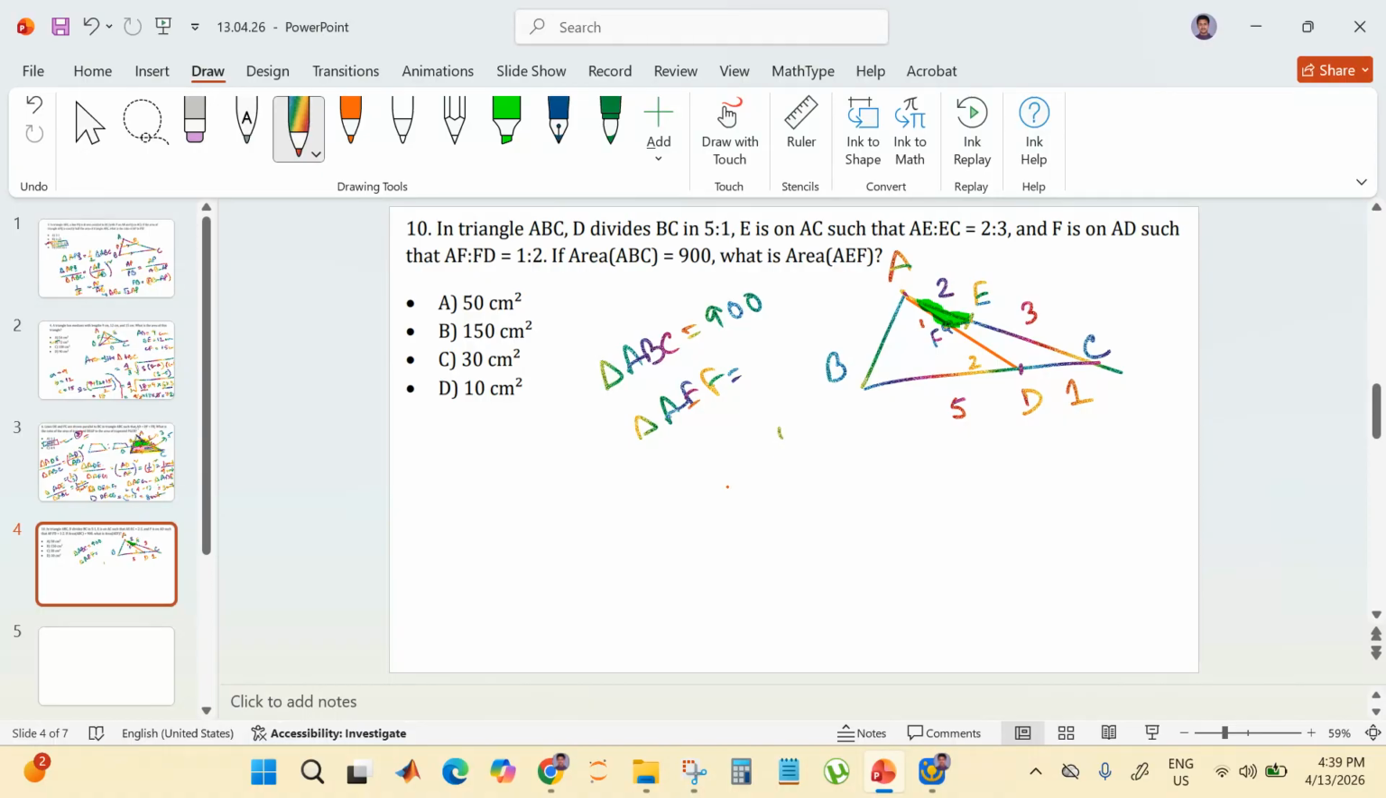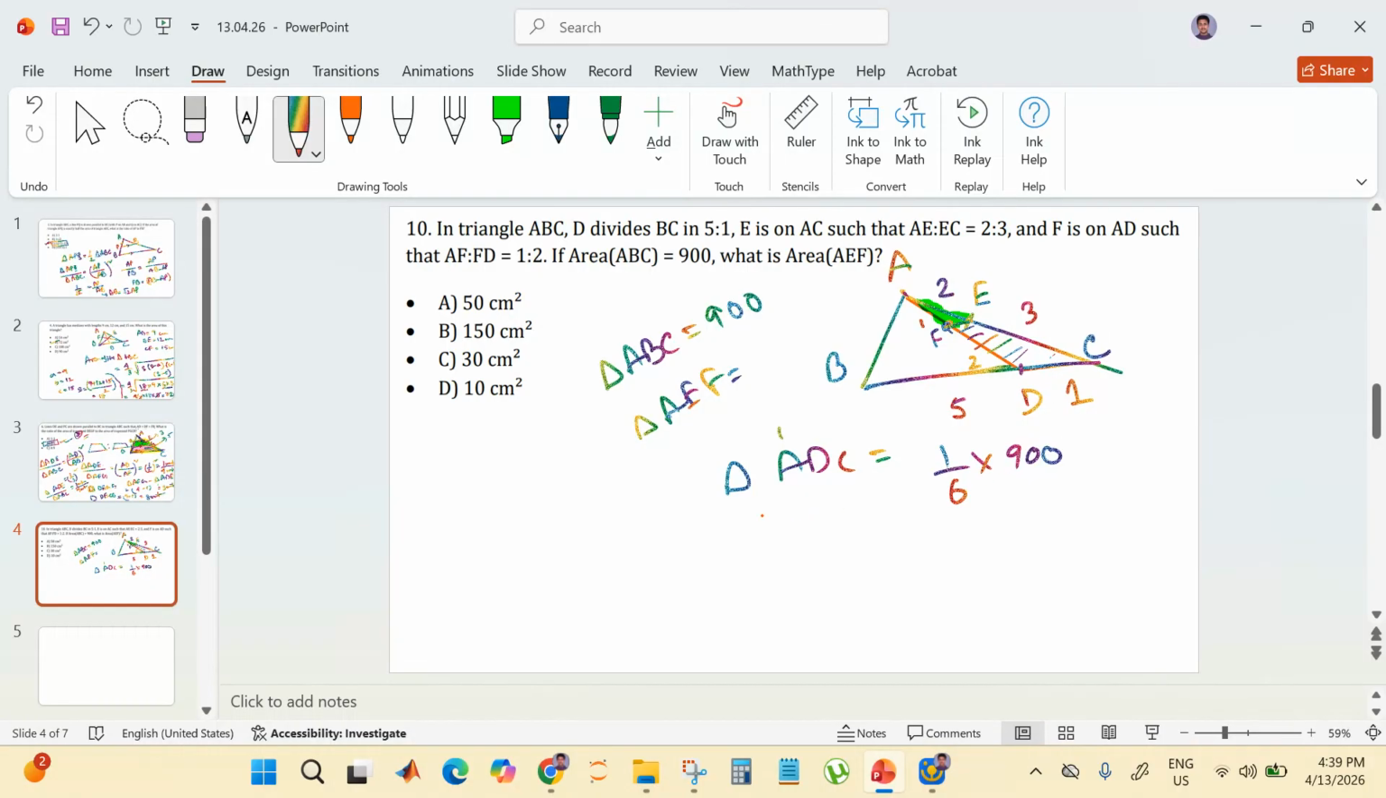So basically you have to find first ADC. What is ADC? It is 1 by 6 of 900. Why? Because this is the fifth part and this is the one part. So 5 plus 1 will be 6, and the numerator will be 1 because 1 is to 5 is given. So 1 by 6 of 900.